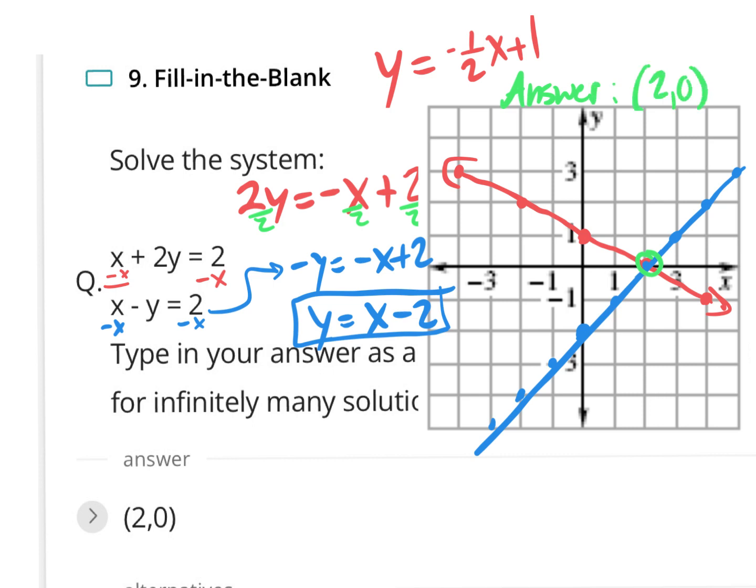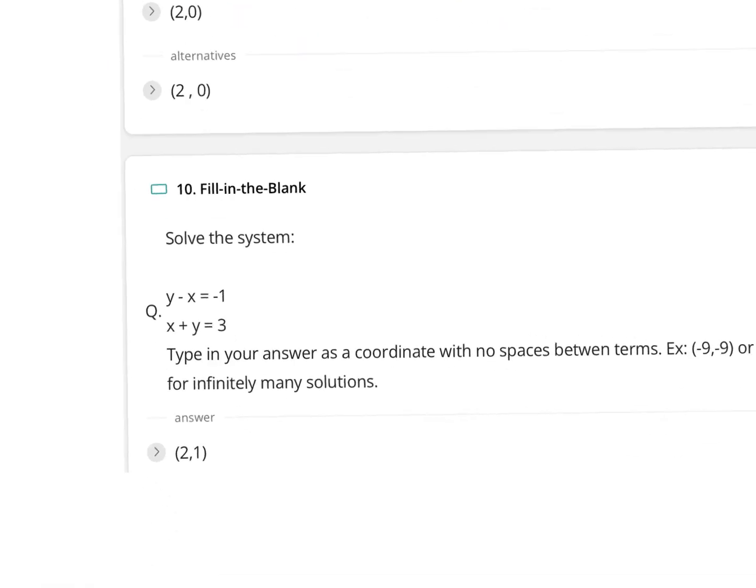Yeah, 2, 0. So, of course, if you wanted to, you could double check by plugging in the x of 2 and the y of 0. If you plug in x being 2 and y being 0, it'll give you a true statement. One more and then we're done.